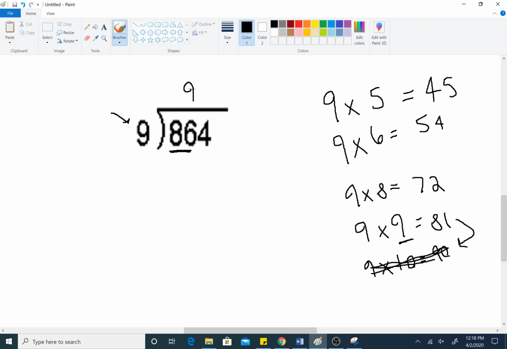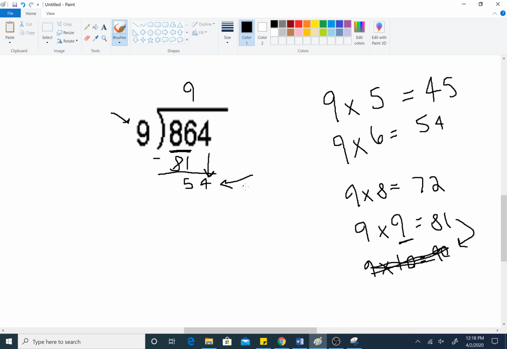I did 86, so I put it over that 6. I multiply. 9 times 9 is 81. Draw my line, I subtract. 86 minus 81 is 5. Bring it on down, having a party down here, 54. So after I get to this point here, you ask, am I done? The answer should be, no, I'm not done, because I still have 54 down here I need to get rid of.